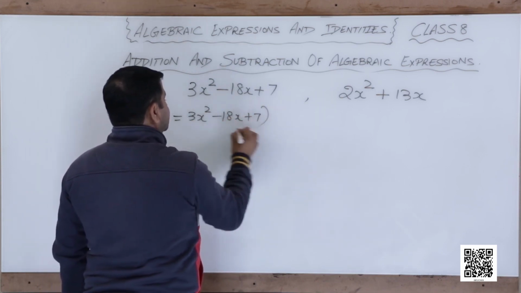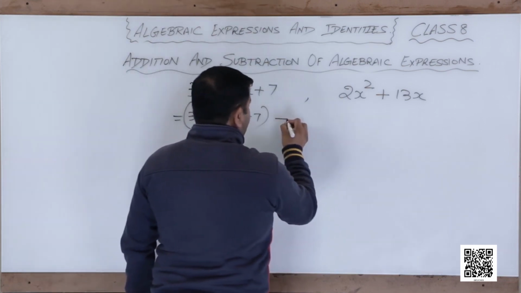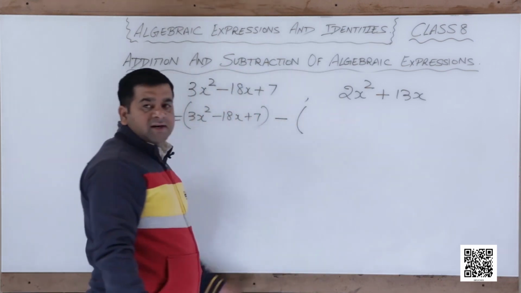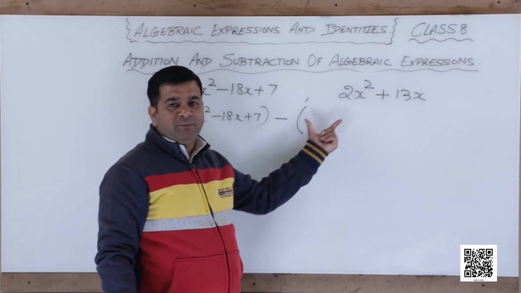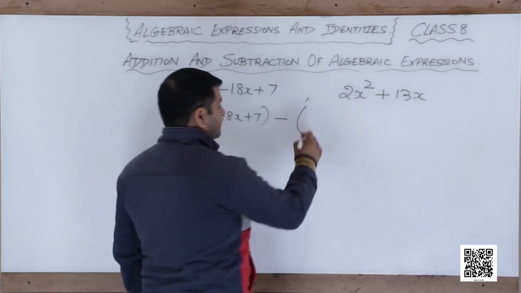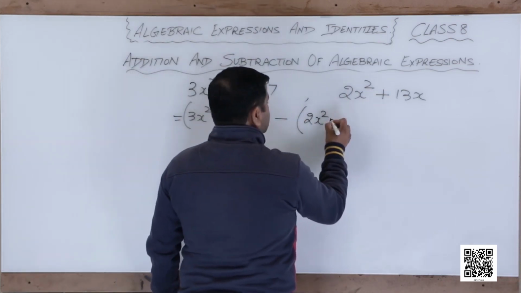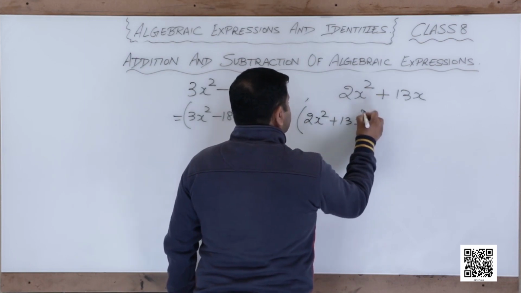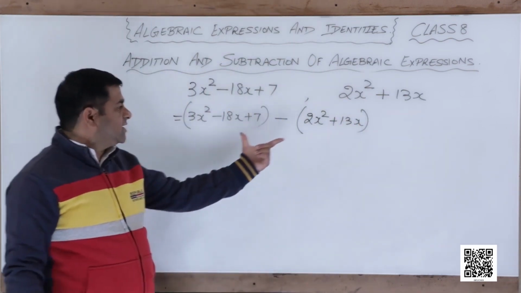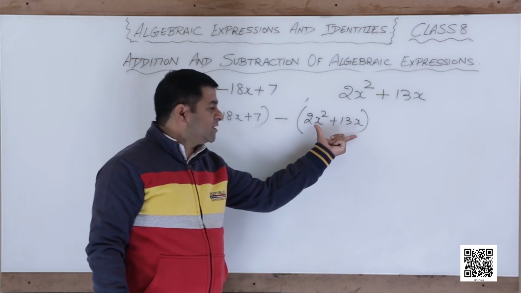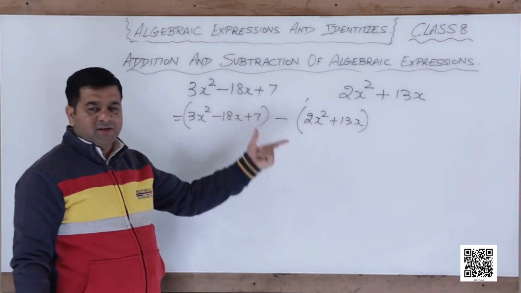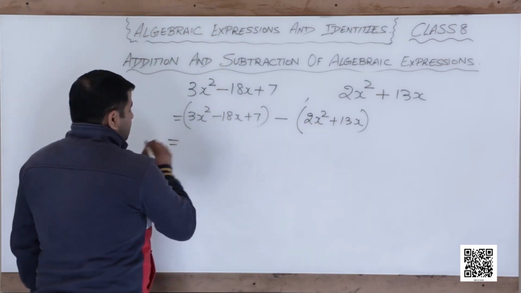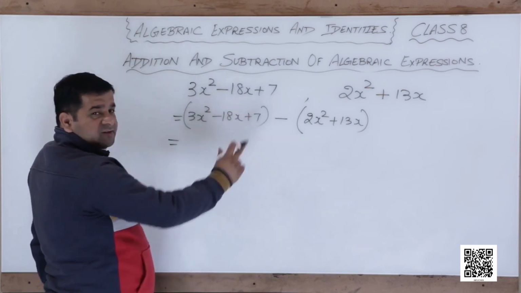plus 7. This is the first expression, minus the second expression, and the second expression will be put in brackets, 2x square plus 13x. So that clearly shows us that we have to subtract this expression from this expression. Now let's open these brackets.